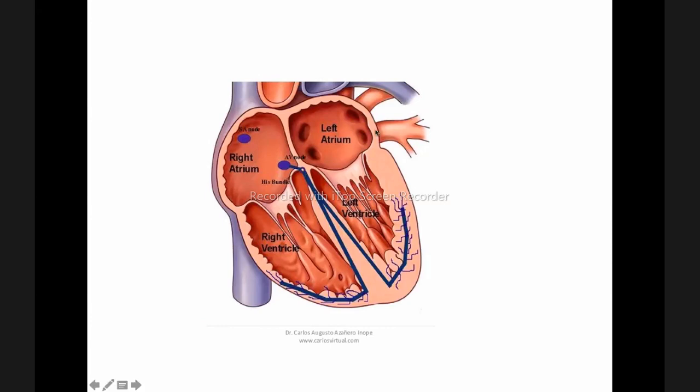So as you already know, there's the SA node, which is the pacemaker. In normal circumstances, it is the pacemaker of the heart. So all of you who are seated here are probably in sinus rhythm, and it's your SA node that is dictating the pace at which your heart is pumping. So there's the SA node at the top of the right atrium.